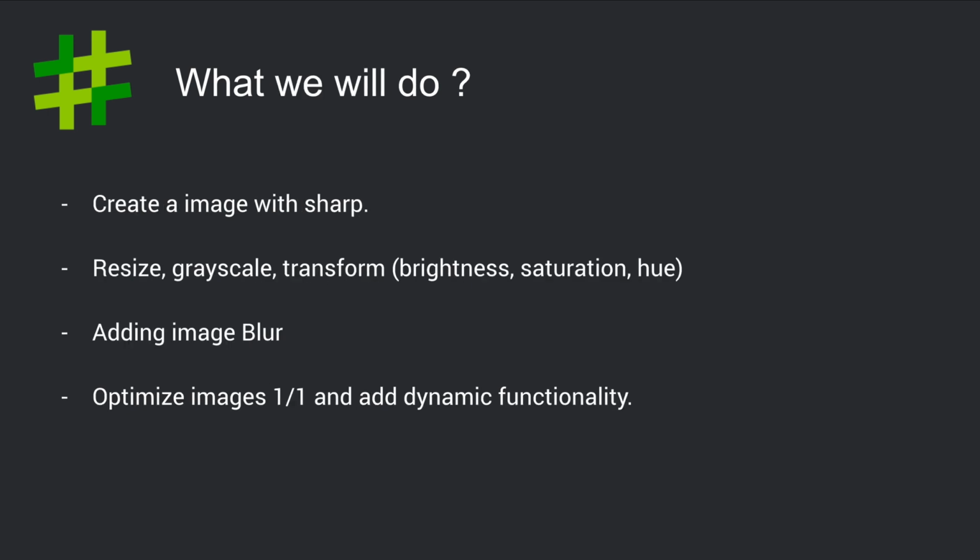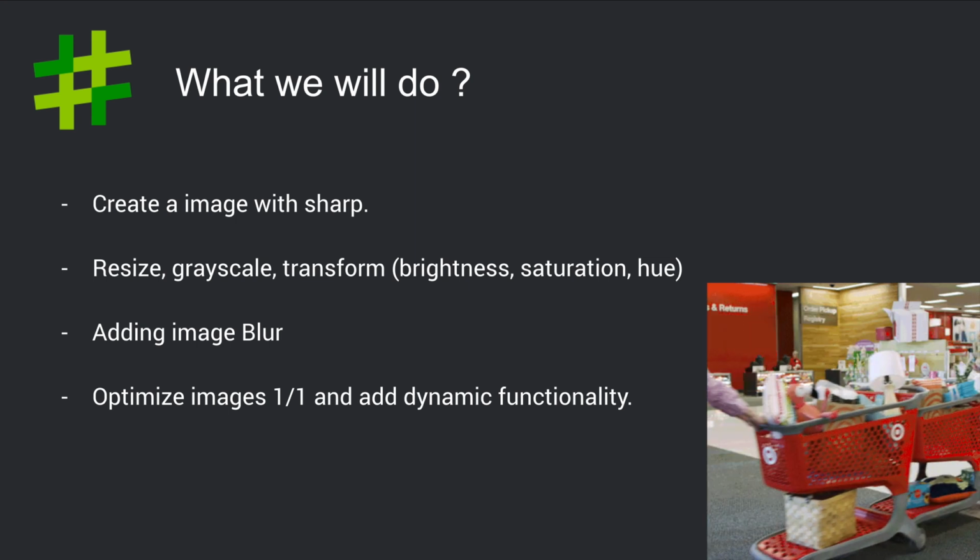So what are we going to do with the Sharp library? Well, we'll be creating an image with the Sharp library first. We'll be resizing images, making them grayscale, playing with the transform, and playing with the values of brightness, saturation, and hue. We will add image blur, and we will also add optimization to our images one by one, and ultimately add a dynamic functionality to the Sharp library so that we can optimize a bulk number of images at once.